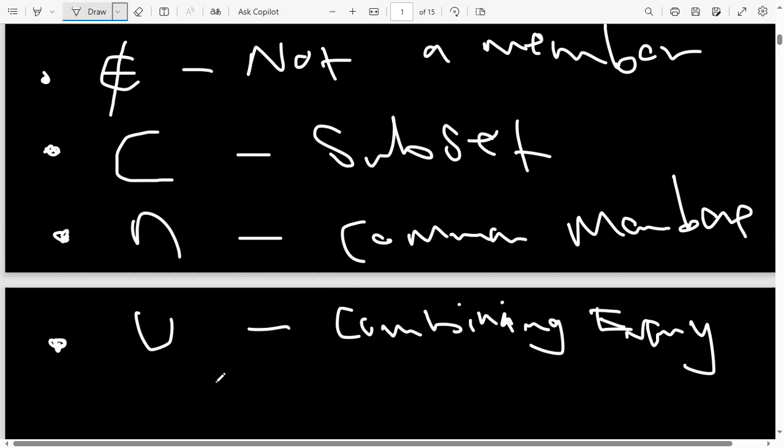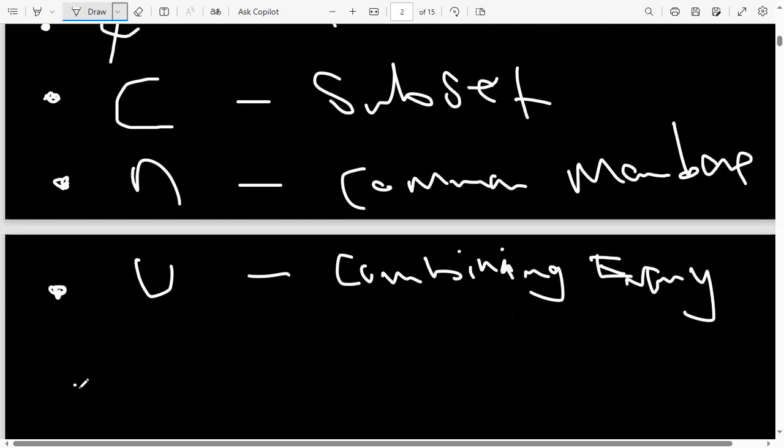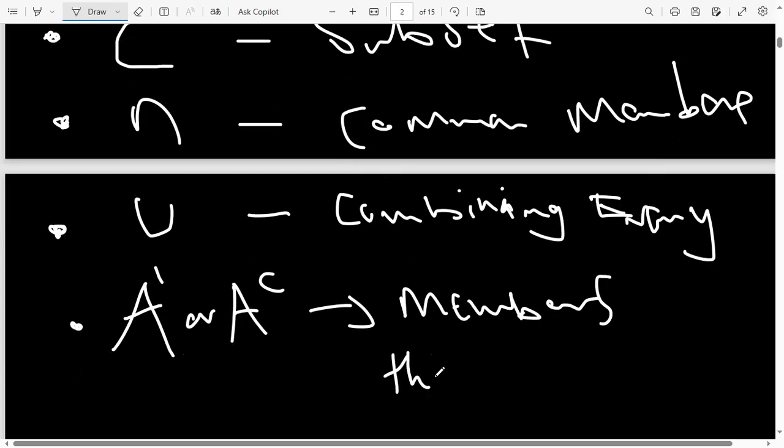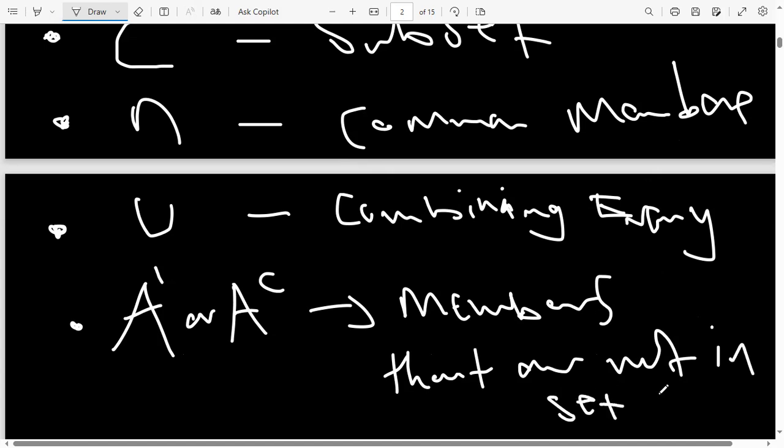And then one last thing that you have to know, guys, is what we call the complement. If I have, let's say, set A, and then I say set A complement, what do I mean? Some people just write a line over the A, like this. Some people will write A complement. So A complement means we are dealing with members that are not in set A. That's what the complement means.